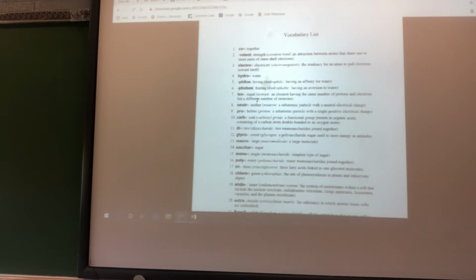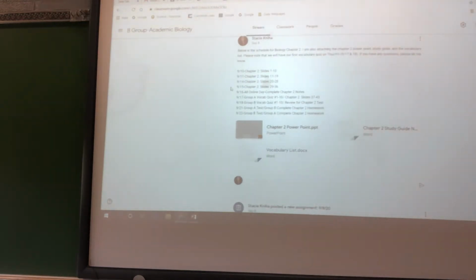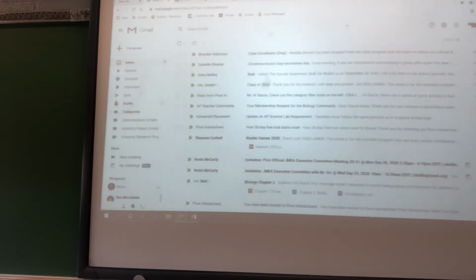And I'm going to say, number 1, what does co mean? And you would write together. And then I'll say 2, what does valent mean? And you would tell me strength. The stuff that's in parentheses you do not need to know for your quiz. That's just an example of how we use it. Any questions on that vocab quiz? Okay. So then, let's see here. On Friday, after your vocab quiz, B group, and I check your stuff, we will review for your test. A group, your test is Monday. B group, you'll do your chapter 2 homework, and then opposite on B day on the 22nd. That's all. Any questions?